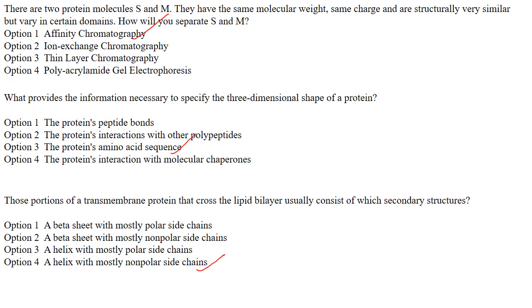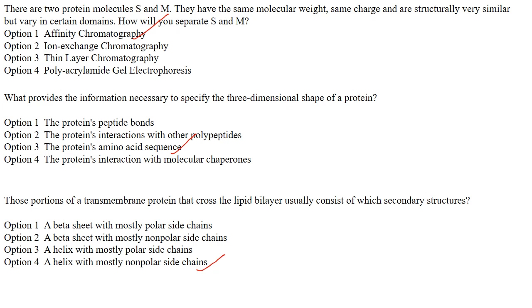Next one. There are 2 protein molecules S and M. They have the same molecular weight, same charge and structurally very similar but vary in certain domains. How can you separate S and M? So they have the same molecular weight, not polyacrylamide gel, same charge, not ion exchange, and structurally very similar but vary in certain domains. So naturally affinity chromatography. The proteins may have difference in their affinity. So answer will be option 1.